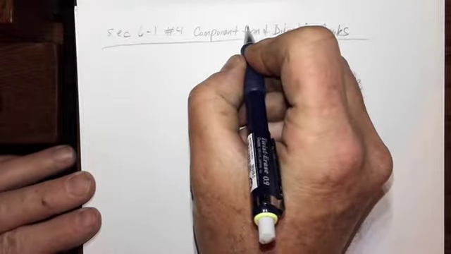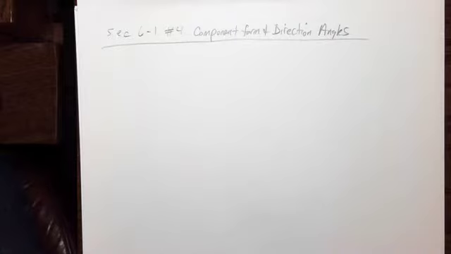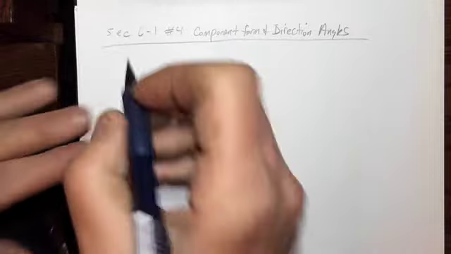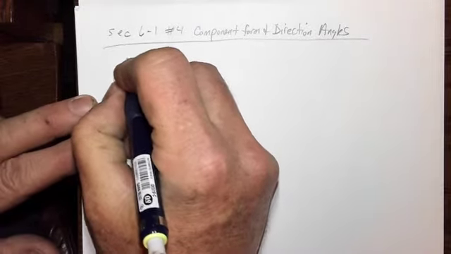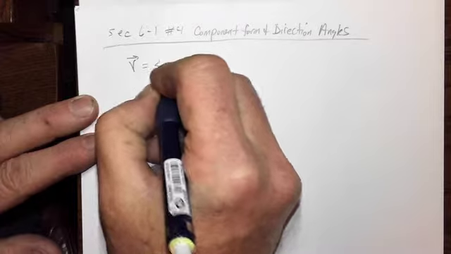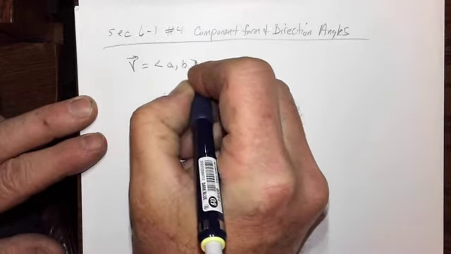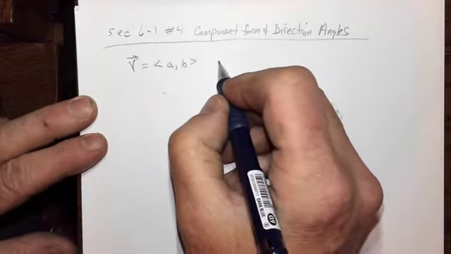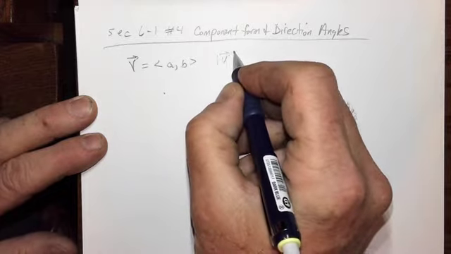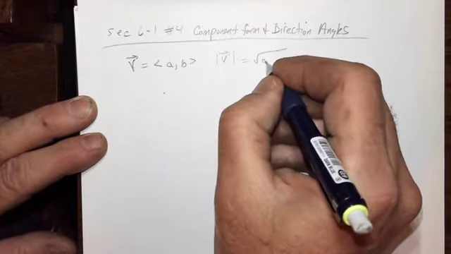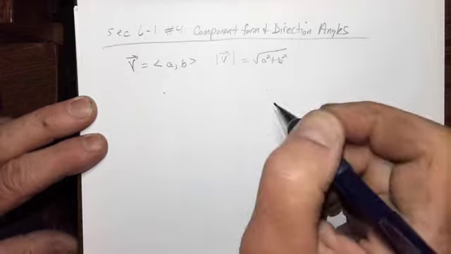Today we're going to look at component form and direction angles, how to find the direction angles. Remember, a vector has magnitude and direction. So we've already found how to find the magnitude of a vector. If v is already in component form, a and b, then the magnitude of v was equal to the square root of a squared plus b squared.